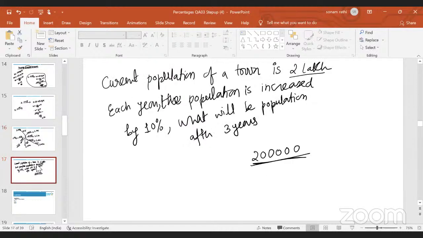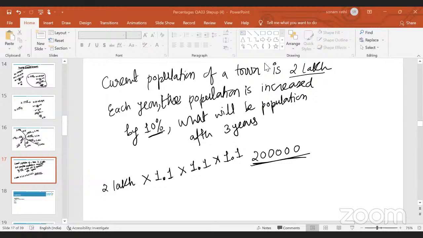The current is this population. Correct? Each year it is increased by 10%. I know whenever I have to do 10% increase, I will do 1.1, then again 1.1, then again 1.1. Why have I done this 3 times? Can anyone tell me? Because it increases in 3 years. Correct. So 2 into 1.1 into 1.1 into 1.1.